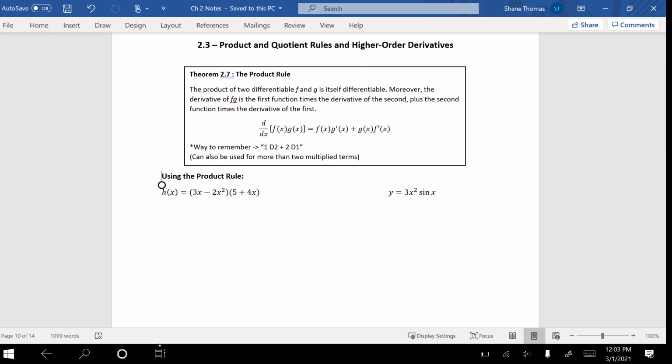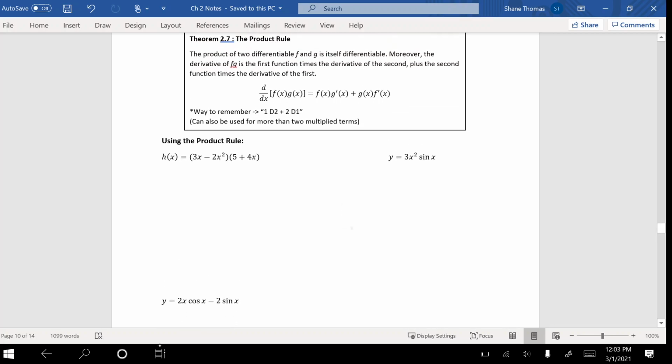That's the product rule. You could also use it for more than one term. If you have three sets of parentheses, for instance, you could apply it to that as well, just in a series, kind of like foiling. All right, so here we go. Let's use it for a couple of them. First one, h of x equals (3x minus 2x squared)(5 plus 4x).